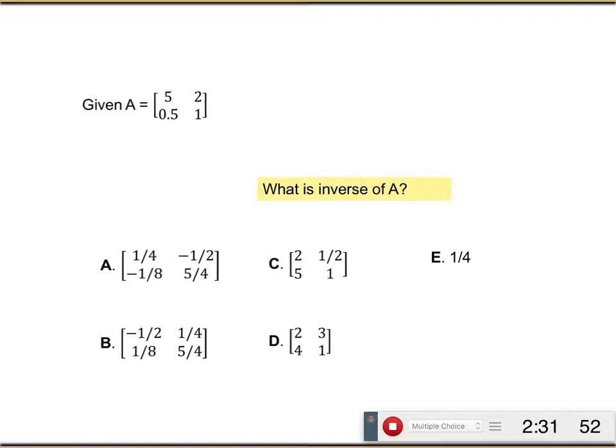Give me another 30 seconds. If you've solved it, you might think about how you check your answer. There's a couple of you who need to check. Okay, last call. Okay, so most people got this one.